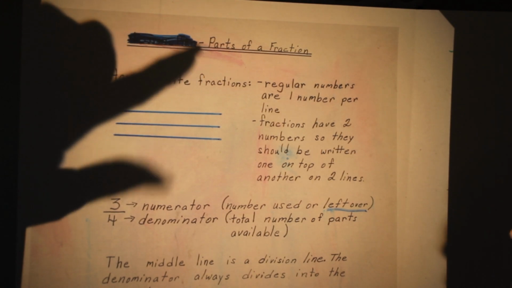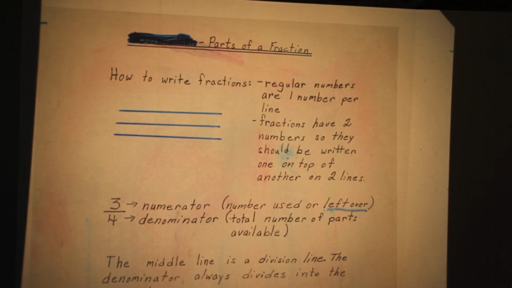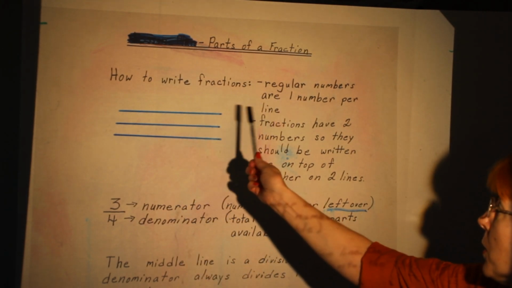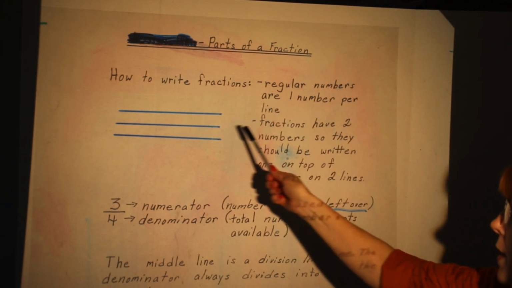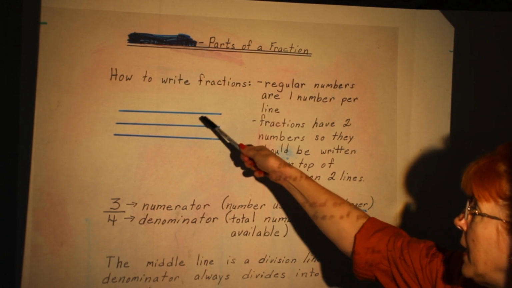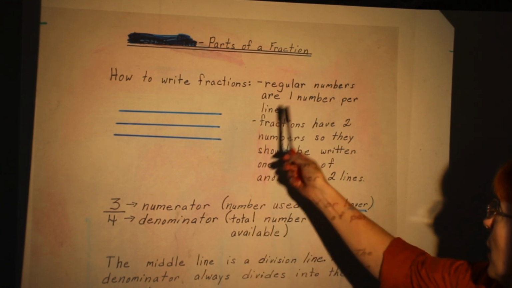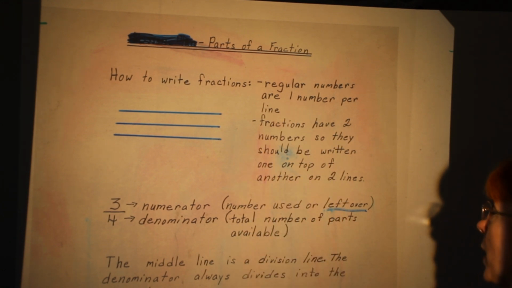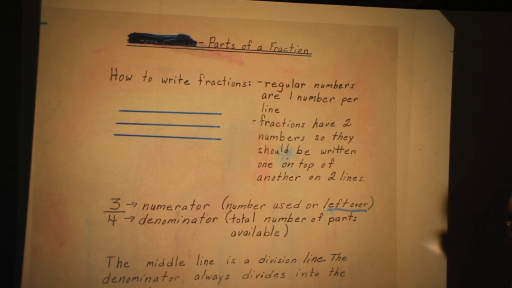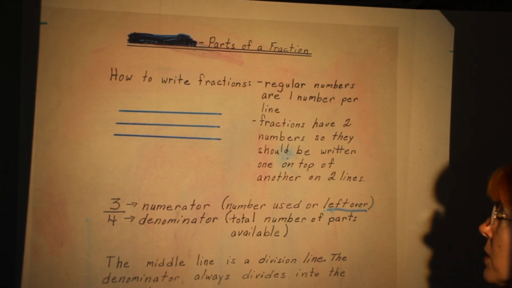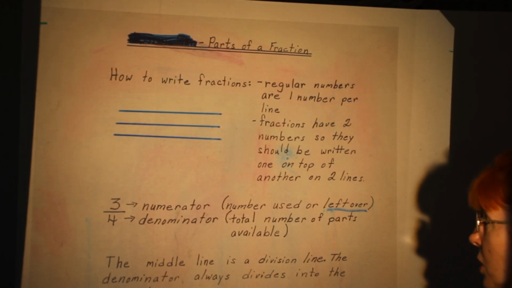So we're going to start with parts of a fraction. We have a couple of parts here, and how you actually write the fraction. That's important. I have lines like your lines on your notebook or your paper. Regular numbers are one number per line. So I have technically 3 lines here, but 2 spaces that you can write in as if they're lines. Fractions have 2 numbers, so they should be written one on top of the other, 2 lines. Don't try and squish your fraction into one line. Just adds to the confusion if you're already having some difficulties with it. Keep it spaced out so you can read it.